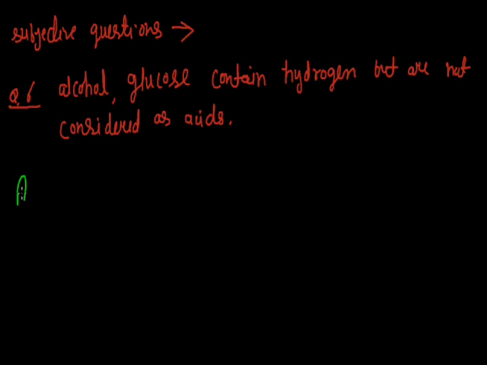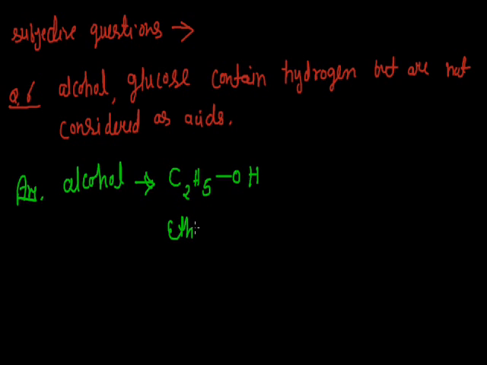Now the answer to this question, alcohol. First we discuss what the formula of alcohol is. The formula of alcohol is C2H5OH, and its common name is ethyl alcohol and its IUPAC name is ethanol. But all of these, ethyl alcohol or ethanol, are also called alcohol.